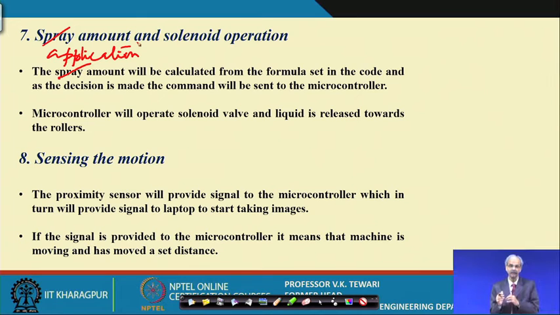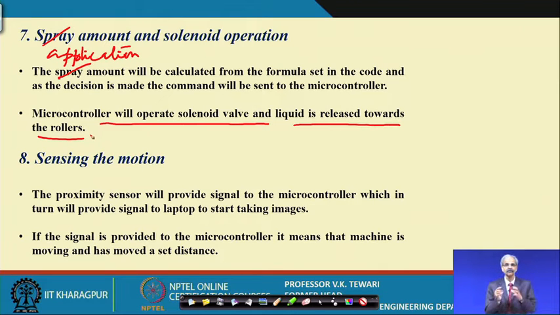Accordingly, once we have this, the microcontroller will operate the solenoid valve and the liquid is released towards the rollers. As I showed you in the diagram, there are rollers. These are sponge rollers; you can have different materials also, but we tried different materials and found that the sponge has a longer longevity, and at the same time could retain moisture for a longer duration of time.